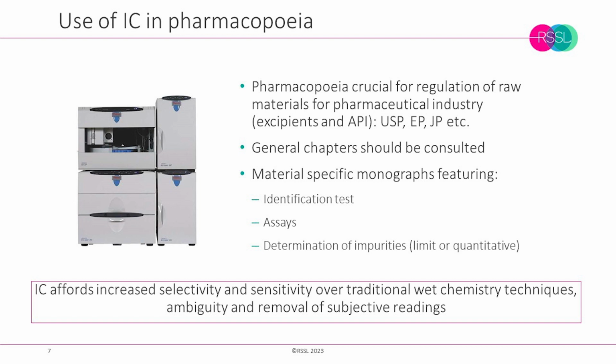In more detail, an identification test, as some of you might already know, is used for the identification of compounds using reference standards by comparing their retention time. Assay is used to determine one of the main components in a sample, and impurities to determine the purity of the sample. Furthermore, an assay can provide a quantitative measurement, while impurities can be indicated quantitatively or qualitatively. Something else that should be mentioned is that IC affords increased selectivity and sensitivity over traditional wet chemistry techniques, removing ambiguity and subjective readings.